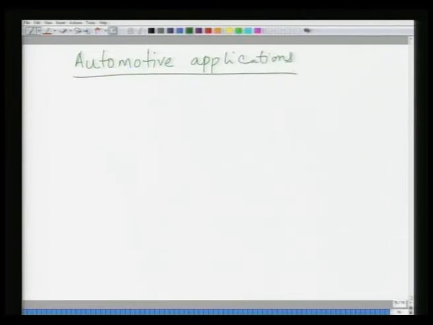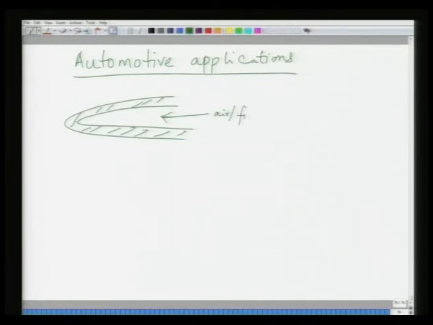So, in automotive applications, suppose you have something in the exhaust. Let us say this is your exhaust plug. Now, in this exhaust plug, you have air to fuel supply inside, and outside you have exhaust.